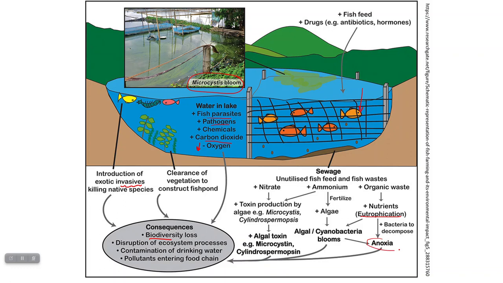Eutrophication can lead to algal blooms, which causes anoxia, which are conditions where you don't have enough oxygen. Then there are some species of algae that can produce toxins, and if you give them a lot of nitrate, they'll grow out of control. So there are a lot of negative impacts that can happen when you don't plan your aquaculture right.